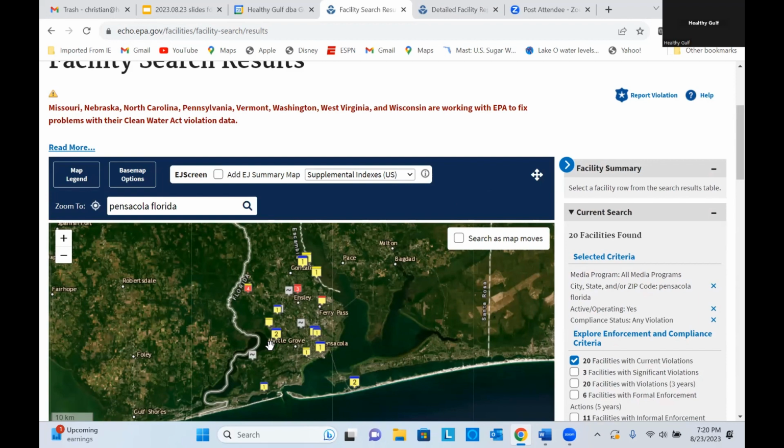But both types are useful, because you may just want to know what facilities are near you or near your community. But this is a really convenient way to find out which ones are having problems currently at the moment, and are potentially in violation of the law, which really leads us to what do you do with this information? How do Matt and I, how does Healthy Gulf use this information? As Matt said, it's a lot of times a starting point that allows us to find where the problems are, and then we go in for a deeper dive.